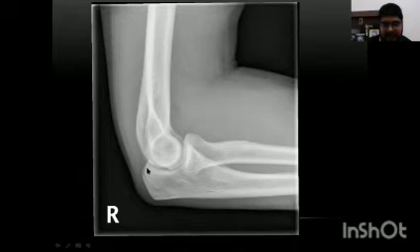This is the olecranon process of the ulna. This is the coronoid process of the ulna, and you can see it clearly. This is the epicondyle. This is the lateral epicondyle of the humerus, and both the lateral and medial epicondyles are superimposed on each other.